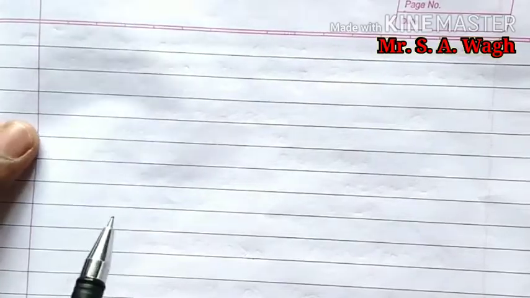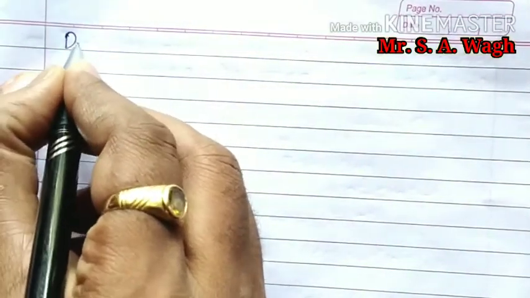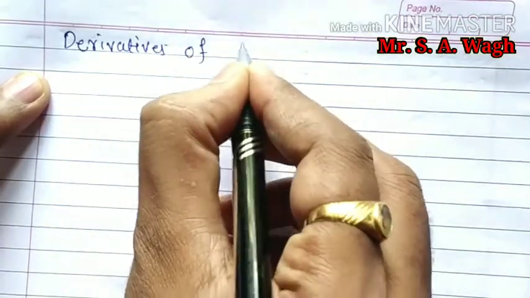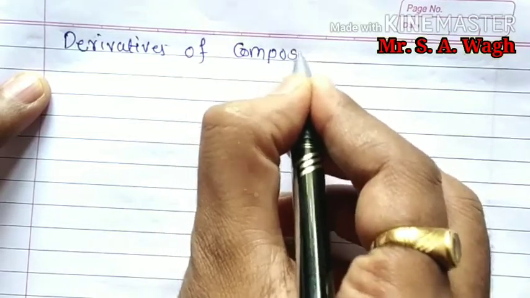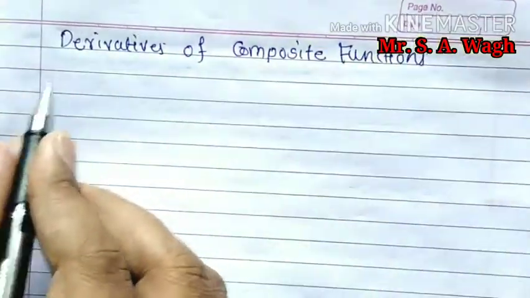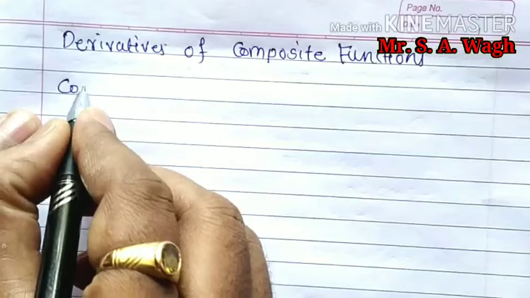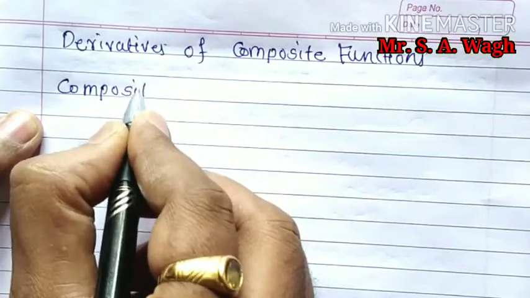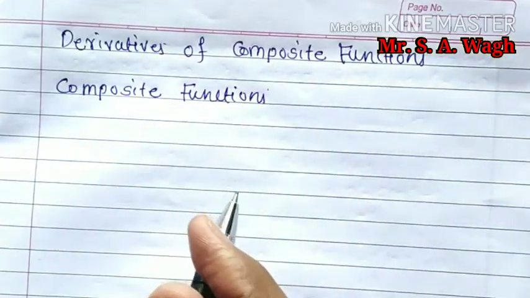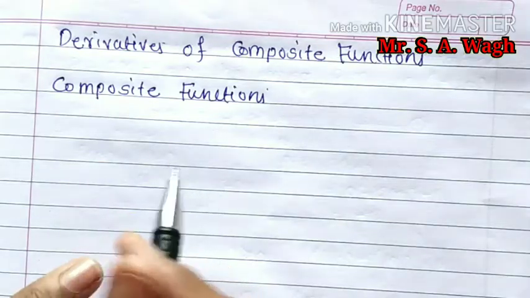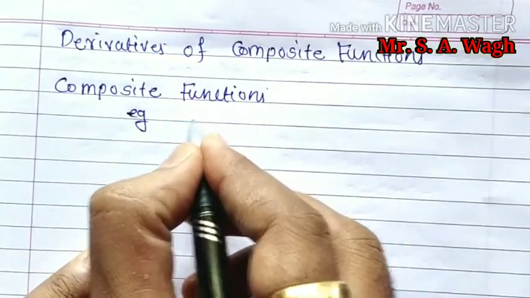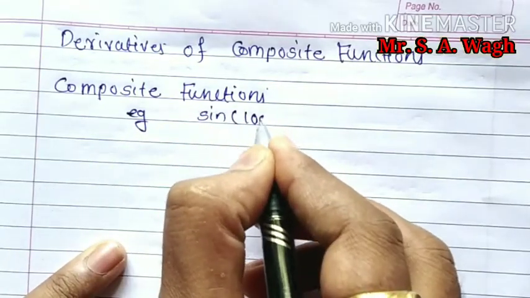Hello friends, today we discuss derivatives of composite functions. First of all, what is a composite function? Whenever one function consists of another function as a variable inside it, then the total function is called a composite function. For example, sine of log of x.